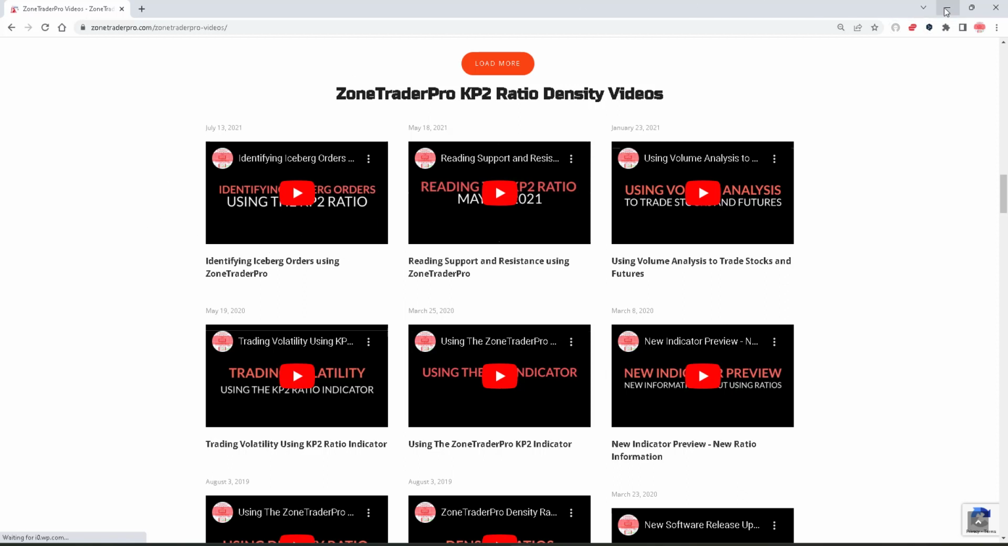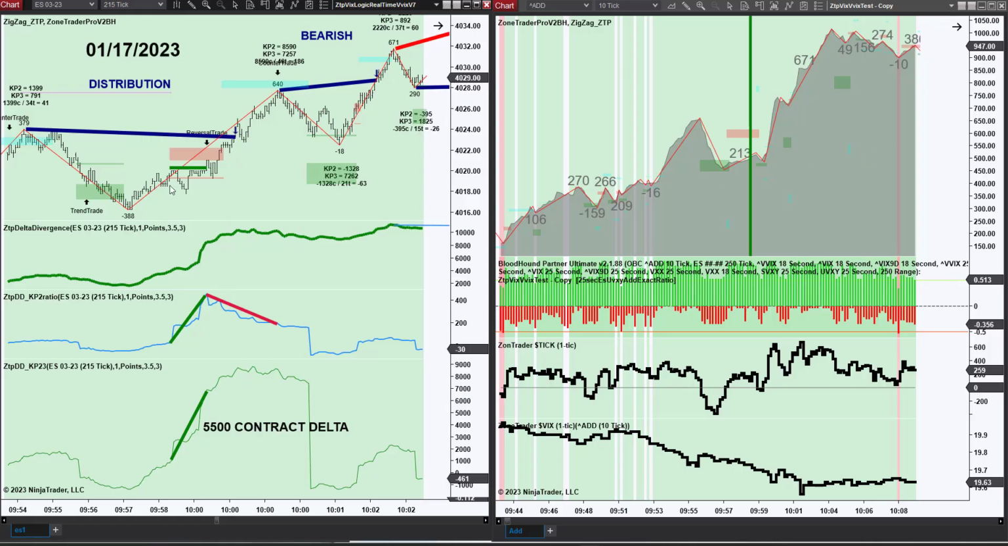Now, when I talk to somebody or I train somebody, I tell them that, to me, the most important indicator I have is this right here, which is the KP2 ratio. The KP2 ratio, in a nutshell, is showing you either support or resistance. So as the line is going up right here, that is resistance. And if the line is going down here, that is generally support.